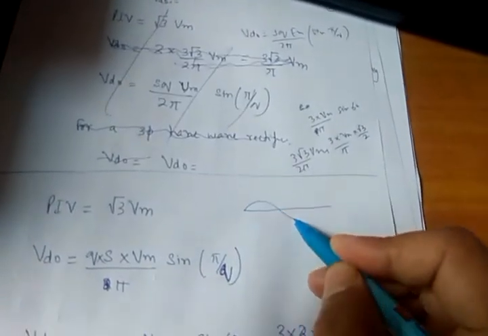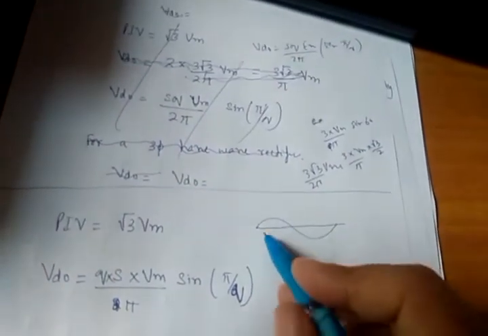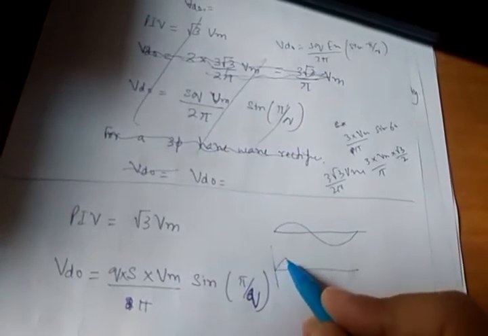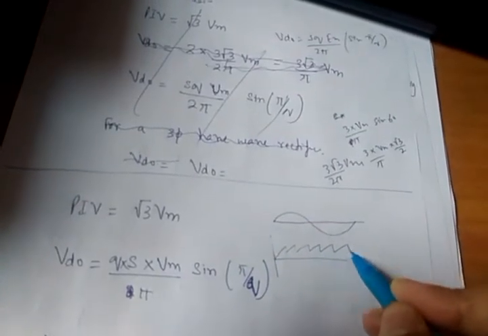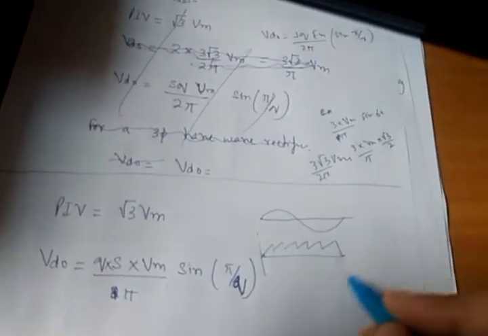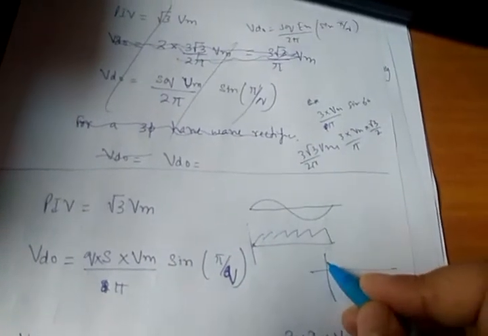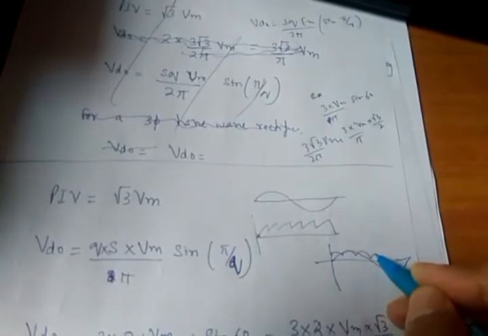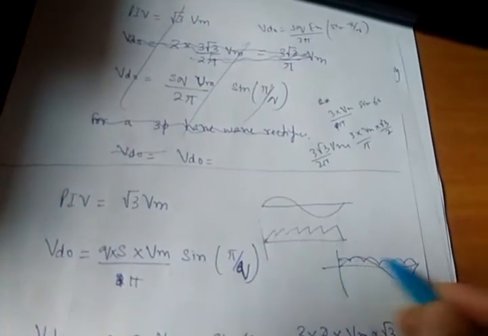So in one cycle of AC, suppose this is one cycle of AC. I'm saying this is one cycle of AC. So in this one cycle, how many? I will get 6 pulses of DC. So I will get 6 pulses like this, 1 2 3 4 5 6. I will get 6 pulses, but it will not be like this. I will show it here. Suppose one cycle of AC, I will get 6 pulses, 1 2 3 4 5 6, 6 pulses of DC.